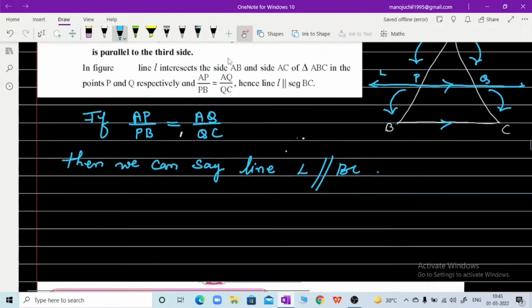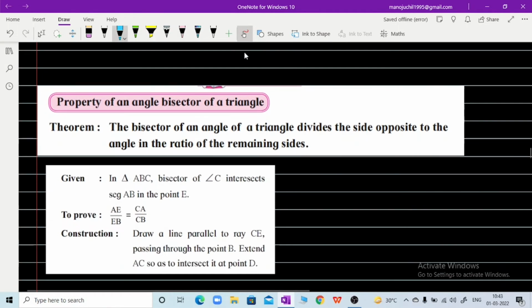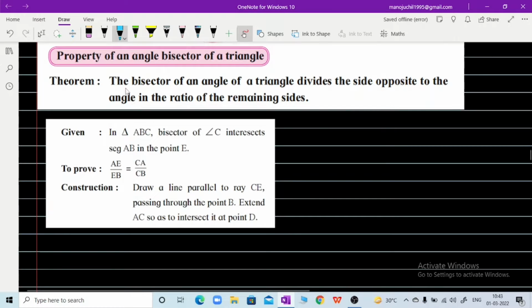Now we shall go to the next property, which is based on BPT, that is the property of the angle bisector of a triangle. The theorem states that the bisector of an angle of a triangle divides the sides opposite to the angle in the ratio of the remaining sides. So what does this particular statement mean? We have a triangle ABC where the bisector of angle C intersects seg AB in point E.